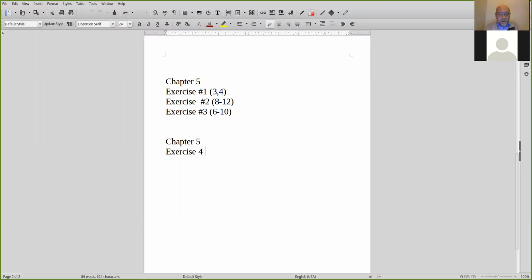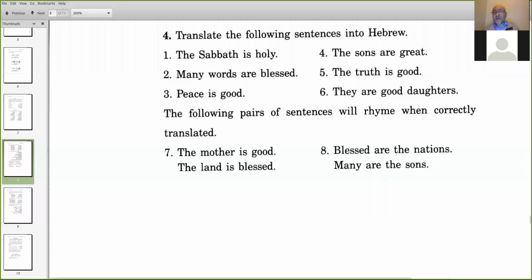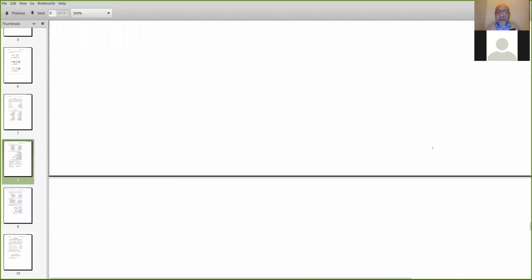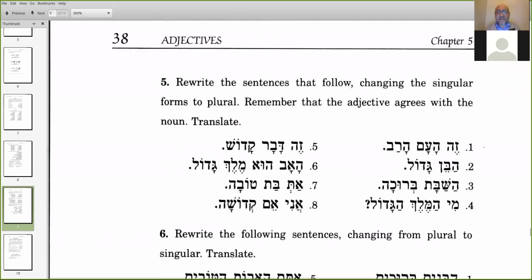Exercise 4, and it's 7, 8. Okay, there we go. So we'll stop. Okay, we'll add that. Now let's go back to our book here, see what we have. So now let's look at this here.